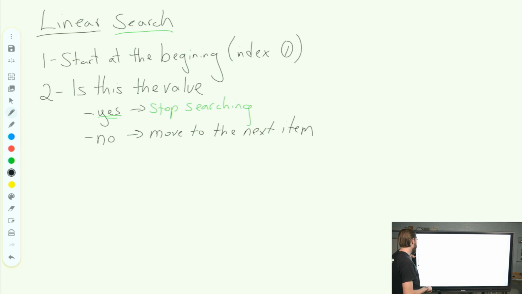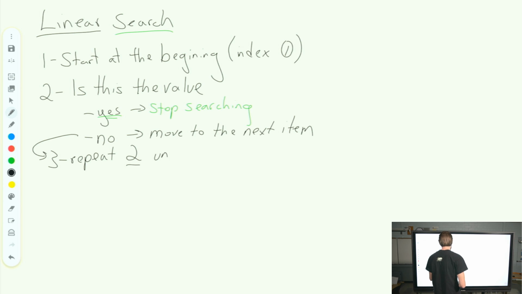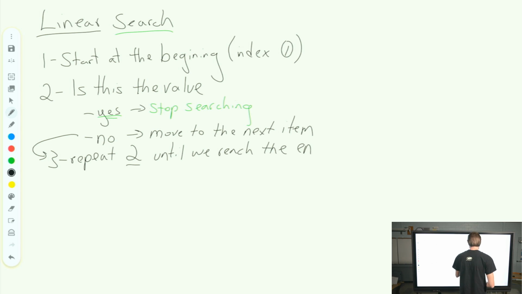And step 3, or I guess it's part of this no here, is then we repeat 2 until we reach the end of the list. Or we find it, right? So we repeat 2 until we reach the end of the list, or if we find what we're looking for. This is the basic algorithm of a linear search.